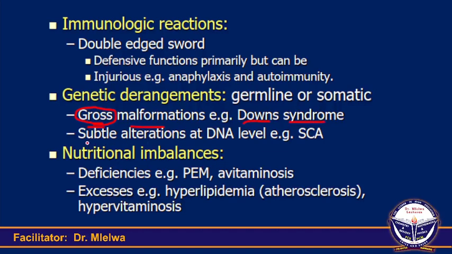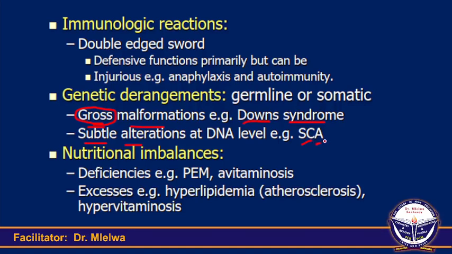But also we have the subtle alterations at DNA level. For example, sickle cell anemia, unaona. Pia tuna alteration at DNA level, ambazo kwa nje hazionekani. A person outside looks normal, but actually inside he or she has a problem. For example, sickle cell anemia.